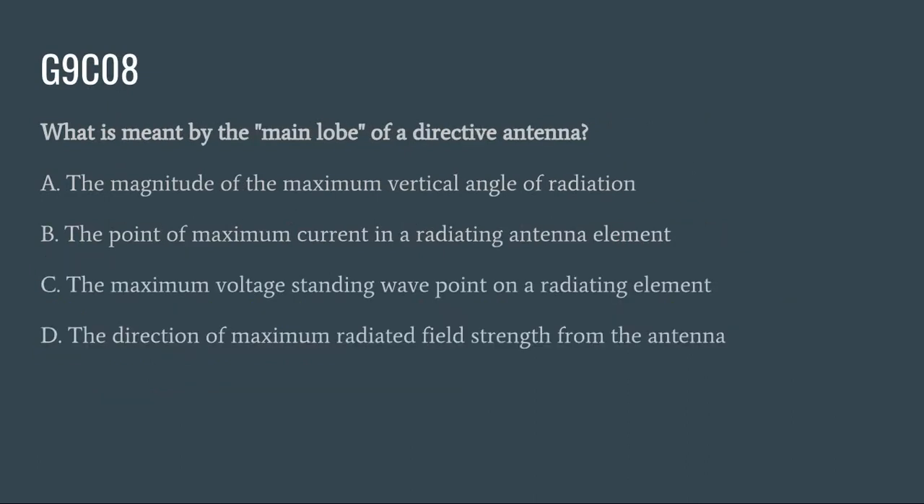G9C08, what is meant by the main lobe of a directive antenna? A. The magnitude of the maximum vertical angle of radiation. B. The point of maximum current in a radiating antenna element. C. The maximum voltage standing wave point on a radiating element. Or D. The direction of maximum radiated field strength from the antenna. Correct answer is D. The direction of maximum radiated field strength from the antenna.